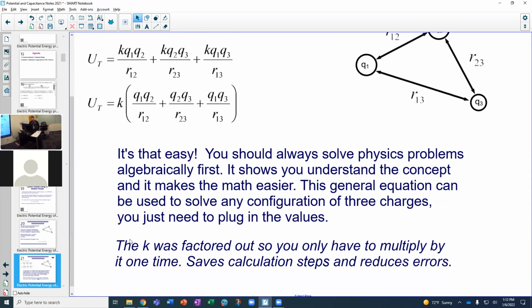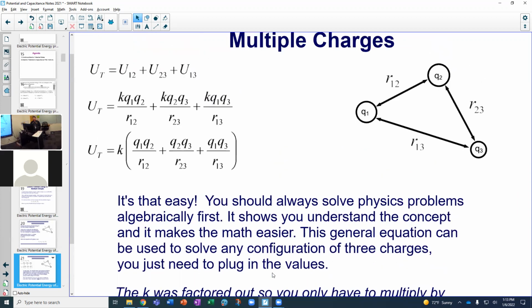But if you find that difficult, while they do recommend it, if it's harder for you and you're more likely to make mistakes, don't do it, right? I mean, do what's best for you. That's my opinion. All right, so the K was factored out, so you only have to multiply it one time, saves calculation steps and reduces errors.